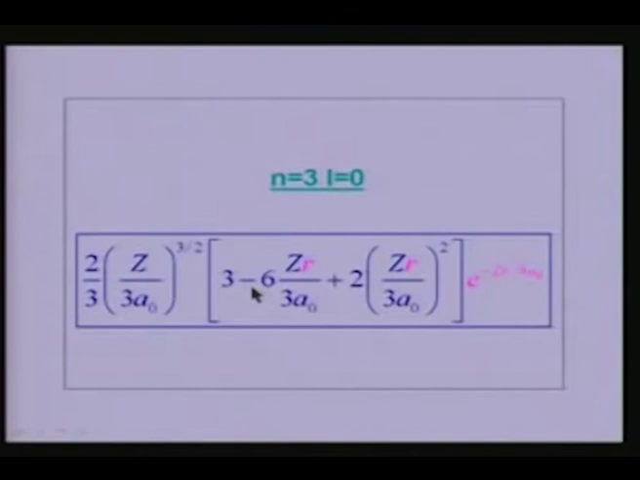n equal to 3, l equal to 0 is a quadratic times exponential minus Zr by 3a naught. If you plot this, this quadratic has 2 roots, and the function is negative between the first and second roots. Let us just write this quickly.